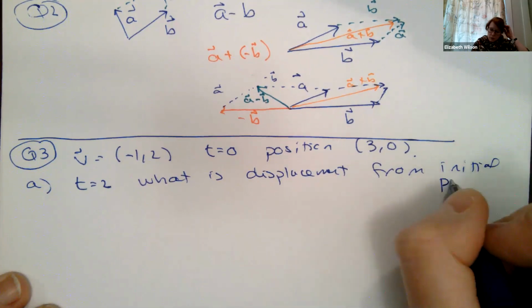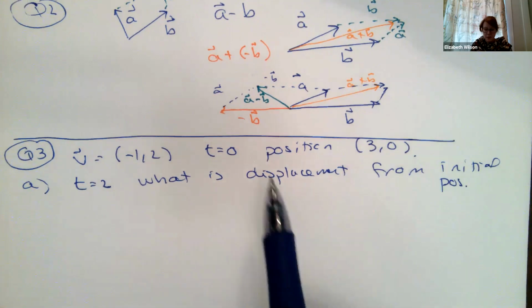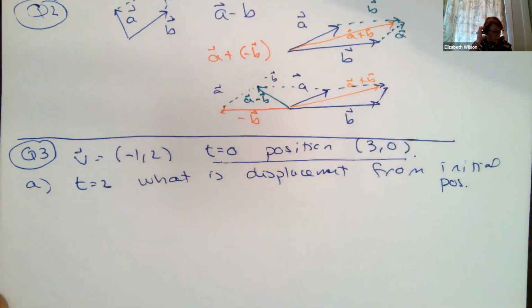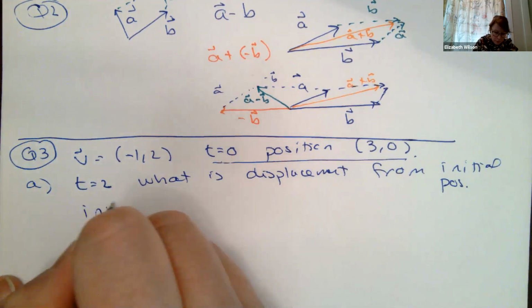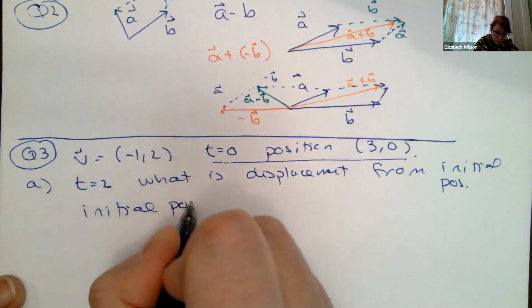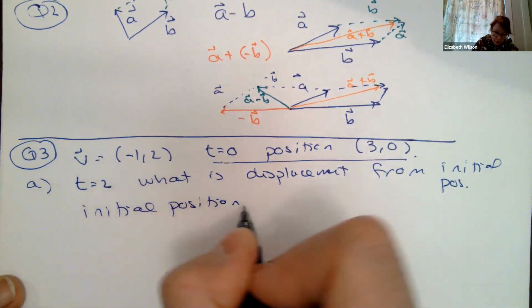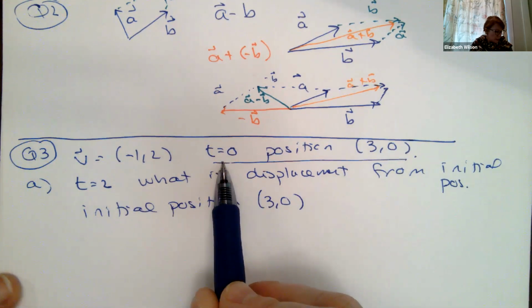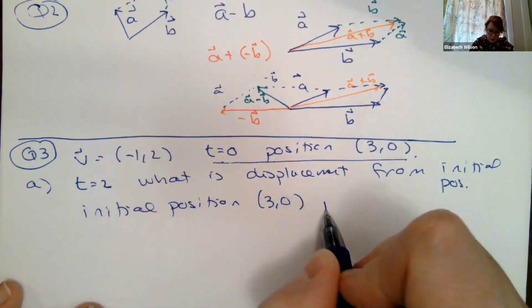And I can assume my initial position is the position at time t equals 0. So at time t equals 0, we're at 3, 0, right? So I'm going to say my initial position is 3, 0, because that was my position at time t equals 0. Okay. Now I'm moving, right?